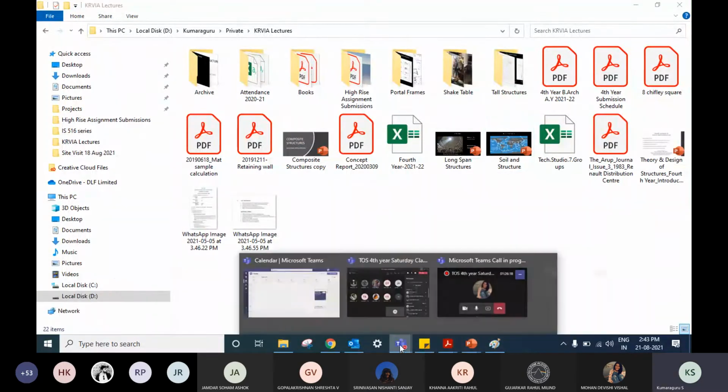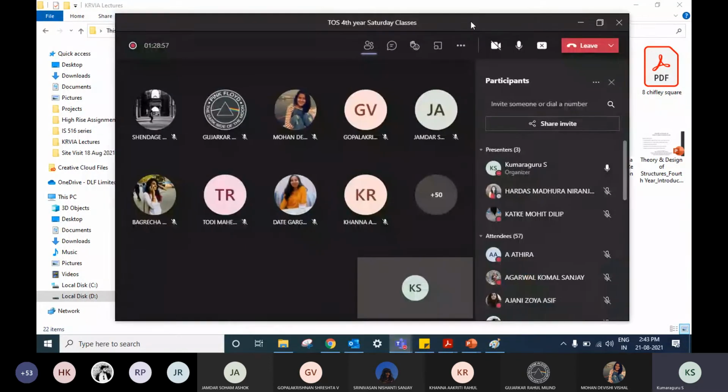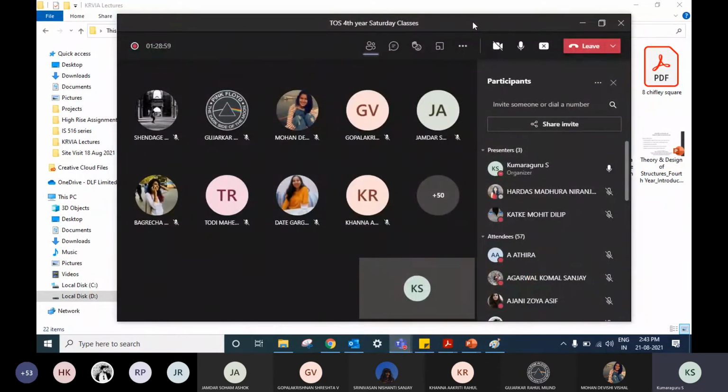Any other questions, guys? You understood, right? The overall design principle, and how the detailing also needs to be done. No, we did not go into the specifics of detailing.